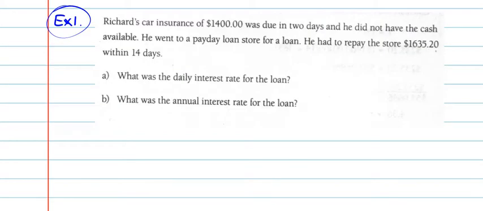Okay, so let's read through this example. Richard's car insurance of $1,400 was due in 2 days, and he did not have the cash available. So he went to a payday loan store for a loan, and he had to repay the store $1,635.20 within 14 days. So they're asking for what is the daily interest rate and what is the annual interest rate. So in both they're looking for the R, but the key is we want to look for the key words. Okay? So first let's just start it off and we'll come back to that.